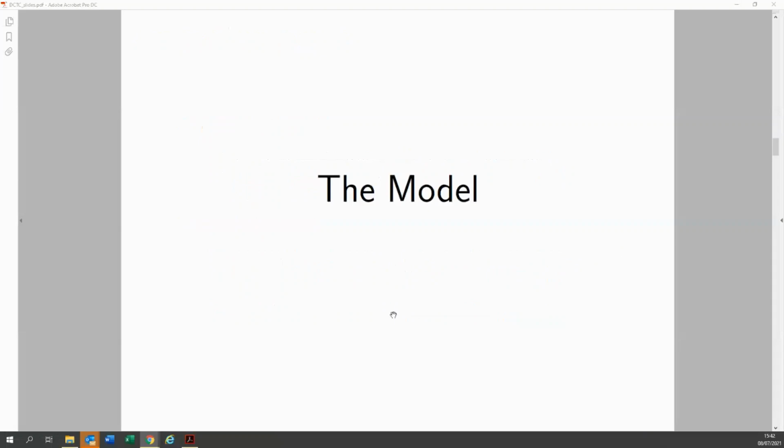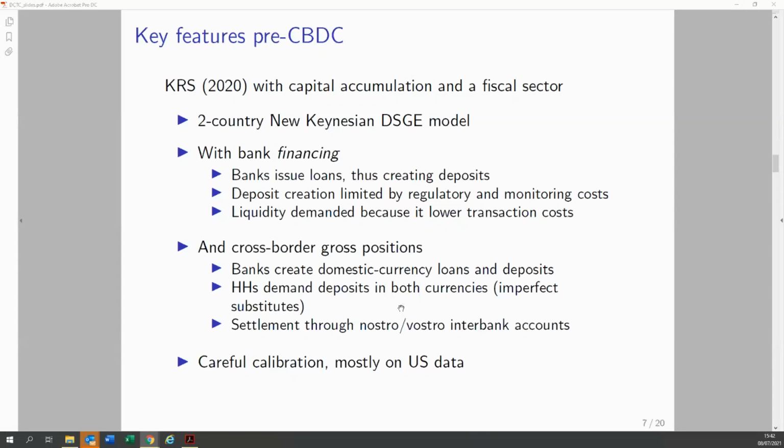So let me go to the model. Before CBDCs are introduced, the model is essentially our 2020 model with Michael and Phurichai, with, in addition, capital accumulation and a fiscal sector. We have capital accumulation because investment is an important variable through which shocks propagate in this framework. And we need a fiscal sector because we need to meaningfully model the government budget constraint and debt issuance. So it is a two-country New Keynesian DSGE model with bank financing.